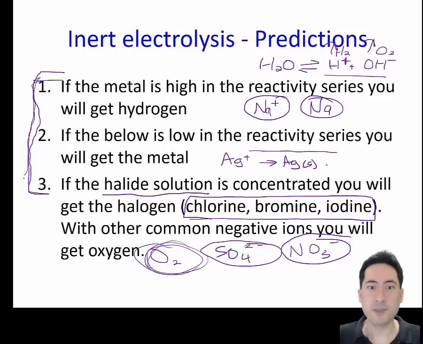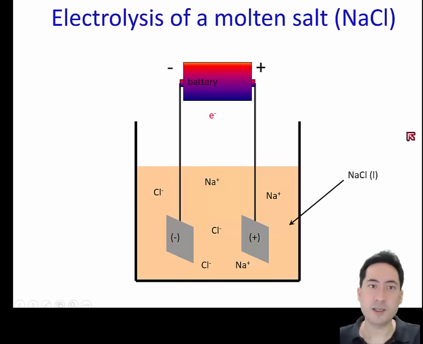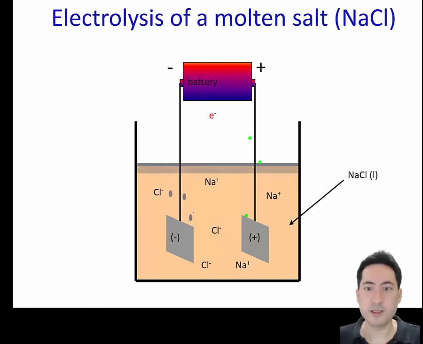Now it's going to be messy. Even if it is concentrated here, you're going to get a situation where it's going to react to the point where the concentration is decreased, so you're going to start getting some other products. Here's a specific example. Hopefully you'll get something that's quite simple. Simple is getting rid of the aqueous. So if it's not in water, then you don't have to worry about oxygen or hydrogen. You're just going to get the pure substances coming off.